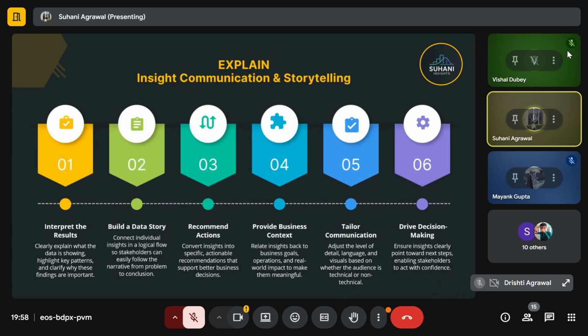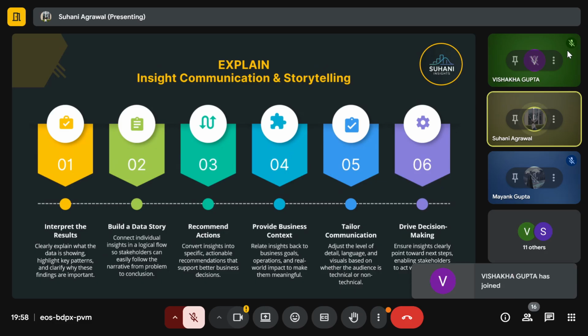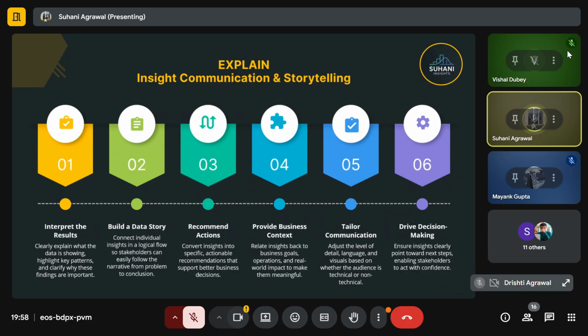Next is explain. This is the storytelling part. Here there is a saying. If I ask you, if an app is very slow, if you turn on any app and it takes a long time to turn on, or if you are opening a YouTube video and it's lagging, will you stay on the same site or will you leave? We all will leave. So that's what a dashboard will do.